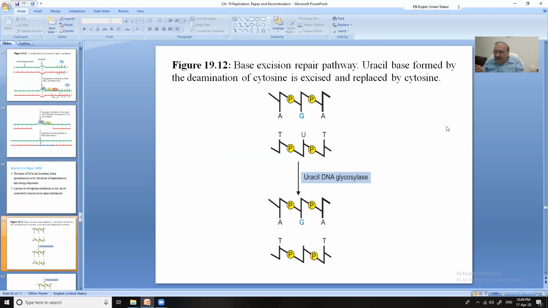A wrong base has been formed by some intermolecular arrangements. You will hear what I am telling you, that here the correct base C was there, but C was deaminated, and since C was deaminated, the uracil has been formed. So what we need is that this uracil should be removed here by uracil DNA glycosylase. This U is removed.